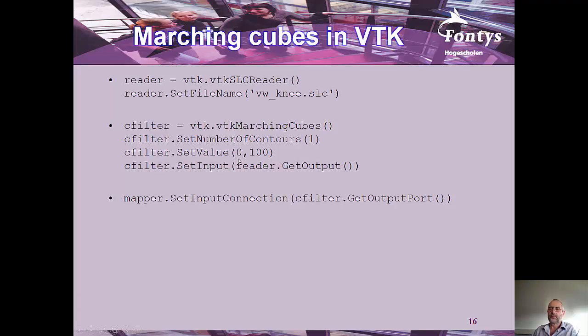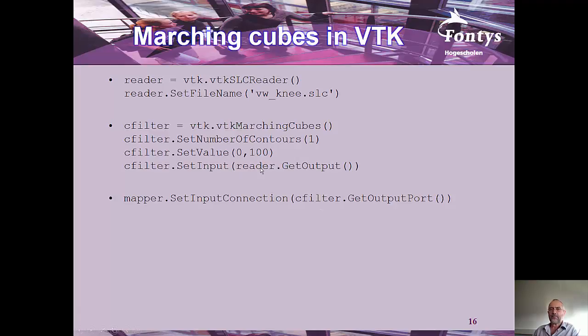So then 1 would be the identifier of the second contour, and 0 is the first contour. Then you would have to say what the value is for the second contour. For the first contour it's 100, with 1 comma, let's say 150. You say that the second contour has to be made for value 150, and then this filter, VTK marching cubes, can generate 2 of these isosurfaces at the same time.